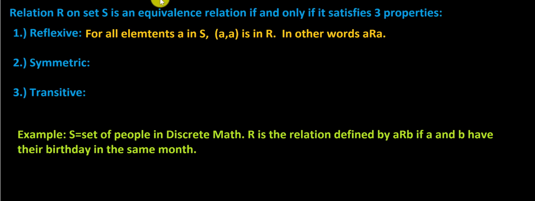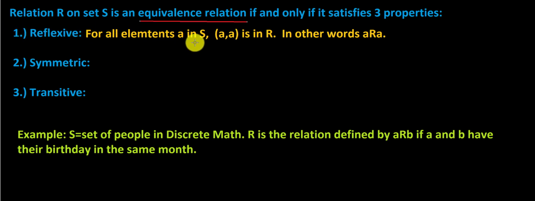Hi everyone. In this video, I'd like to talk about equivalence relations. So a relation R on set S is an equivalence relation. I'm just going to underline that term. A relation R on set S is an equivalence relation if and only if it satisfies three properties: reflexive, symmetric, and transitive. So number one, reflexive.